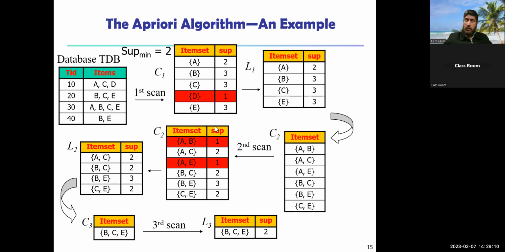Now here the bookkeeping comes in. We will do this generation in a specific way, lexicographic order. We fix an order of the items, and in that order we generate the candidates. So now A, B, C, and E. We generate AB, AC, AE, then BC and BE, and then CE. So these are the generated two item sets.